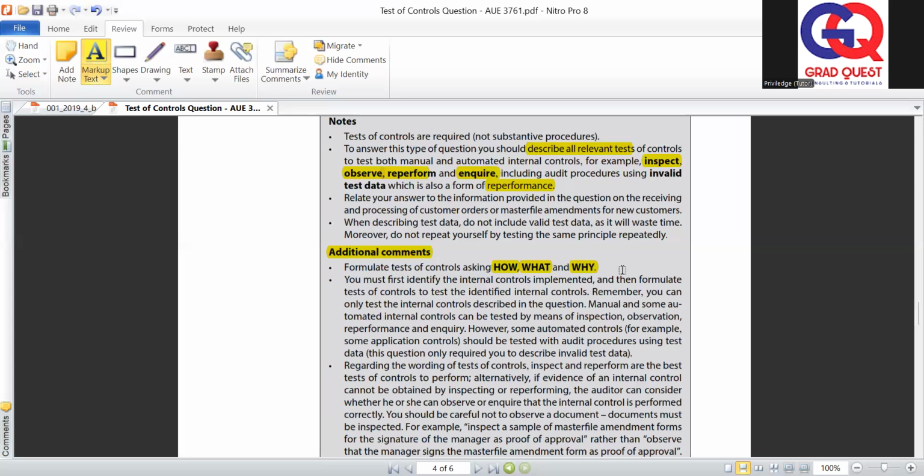So now, notice here, with inspection, we also need to know where we apply inspect. The word inspect, where does it apply? The word observe, where does it apply? The word reperform, where does it apply?